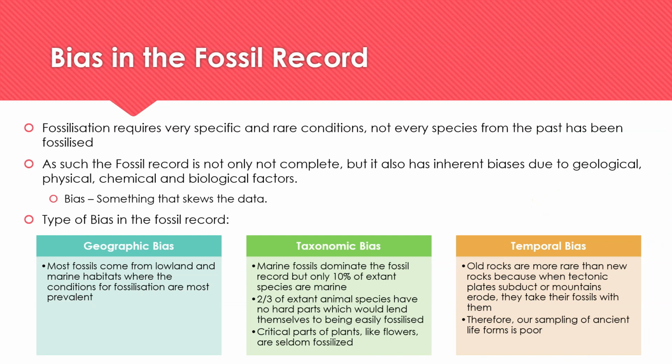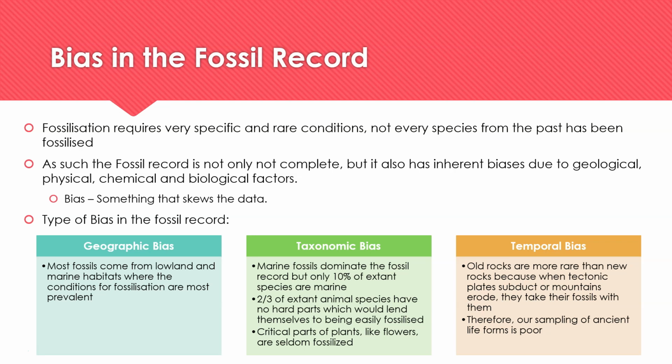Now, before we go much further, I want to talk about potentially a flaw in the fossil record, or flaws, plural. It's not perfect, and there's certainly what we'd call bias in it. You need to remember that fossilization requires some really specific and rare conditions. Not every species from the past is going to get fossilized. And because of that, your fossil record's not complete. And not only is it not complete, there's certain biases that are present due to geological, physical, chemical, and biological factors. When I say bias, I mean something that skews the data.